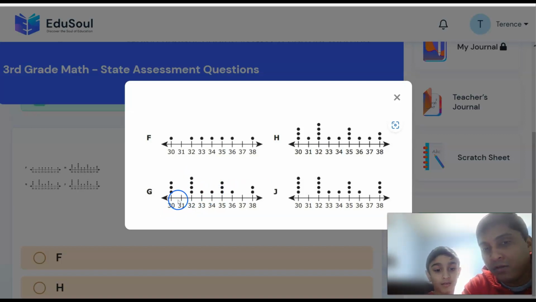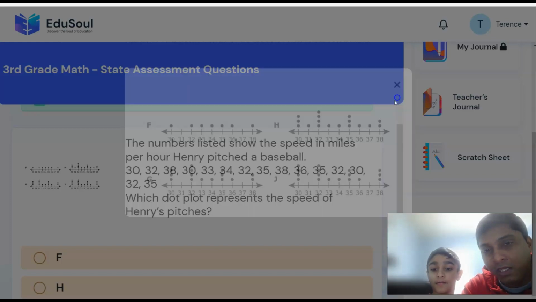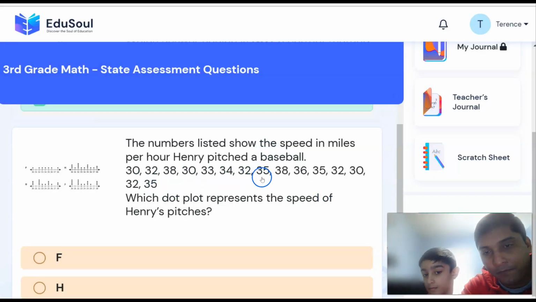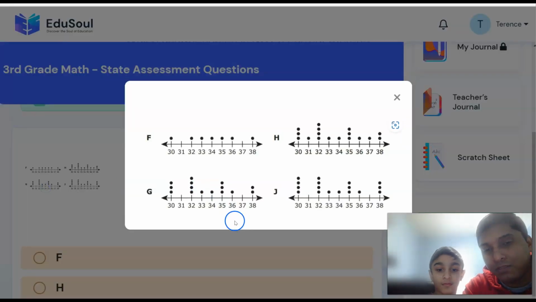Now let's make sure we selected the right option. 32 is 4, 33 is 1, 34 is 1 for H and G, right? 35 is 3, good. 36 is 1, but 37, there is a 37 in H. There is no 37 in G. Now we have to double check whether our answer option is correct, right? Do we have a 37? No. So which one is the right option? G. G is the right option.